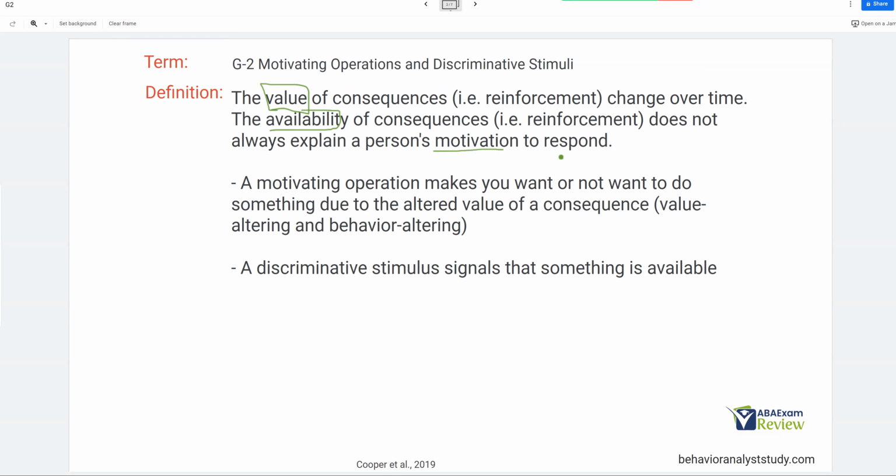So the way I explain it, and I think the simplest I can make it, is a motivating operation makes you want or not want to do something due to the altered value of a consequence. So essentially, it makes you want or not want to do something because you either want or not want the consequence. Whereas the SD, the discriminative stimulus, signals it's available. So, in other words, you can really want something and it might not be available, or it could be available and you have no interest in it.